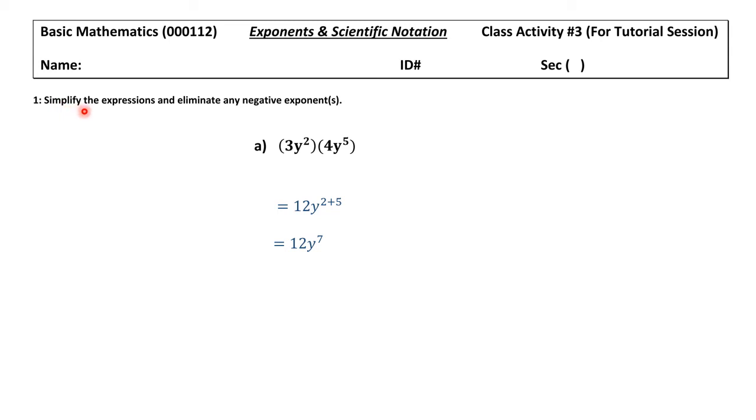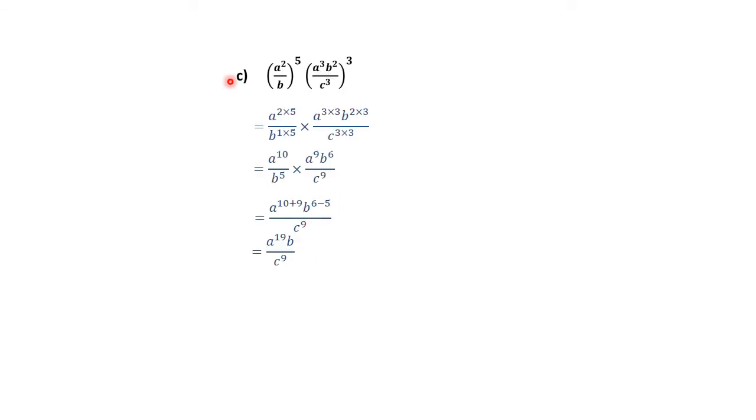Exponents and scientific notation, class activity number 3. Question number 1. Simplify the expressions and eliminate any negative exponent. Part A, 3y squared times 4y^5. 3 times 4 is 12. y and y common base, we add the powers. 2 plus 5 is 7. We'll get 12y^7. Part C, a squared over b to the power 5. First I'll simplify it.